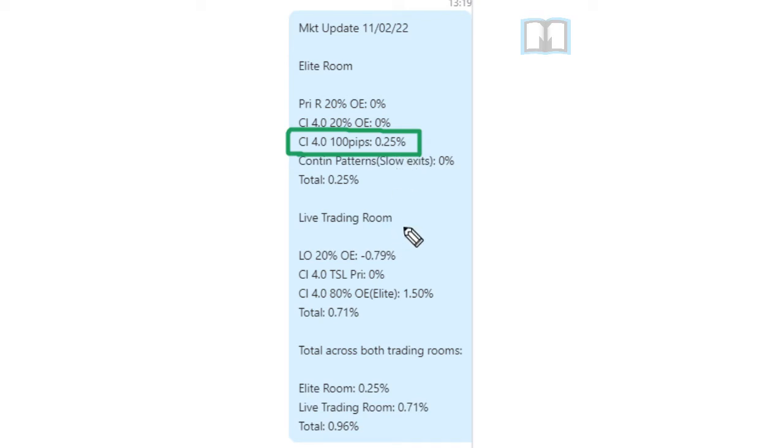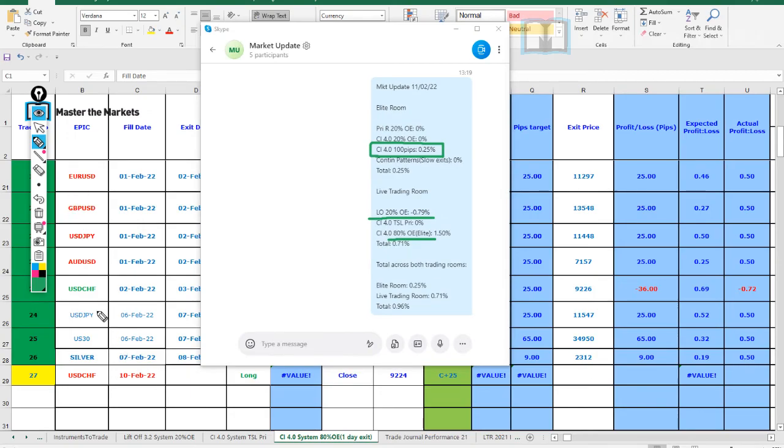Live Trading Room, on the other hand, you can see out of the 3 strategies that we run over there, Lift Off 20% OE minus 0.79%, TSO primary flat. In terms of 80% OE, you can see that it's 1.50% up, and you can see that all the profit for that came from dollar yen, Dow Jones, and silver. And you can see over here as well, the 3 trades that hit the target.